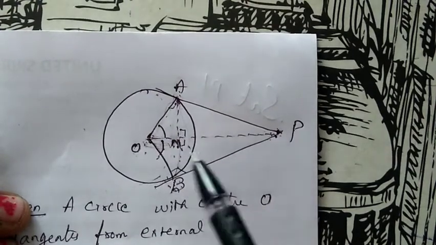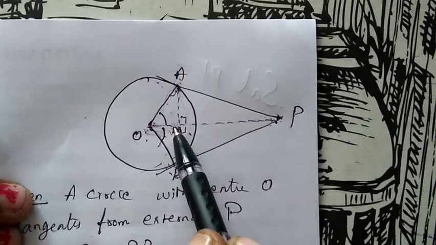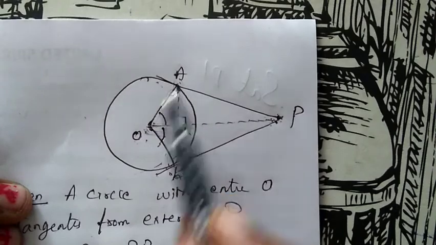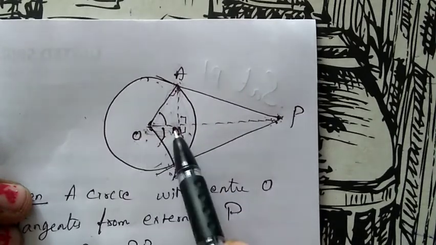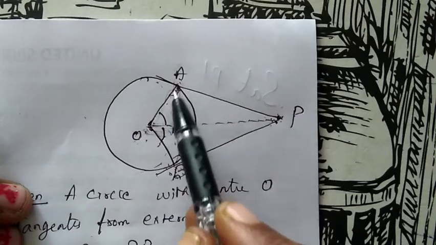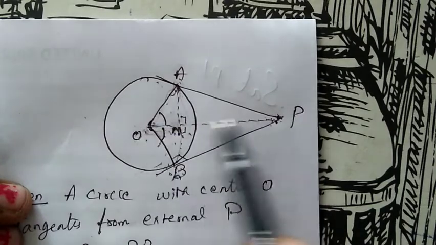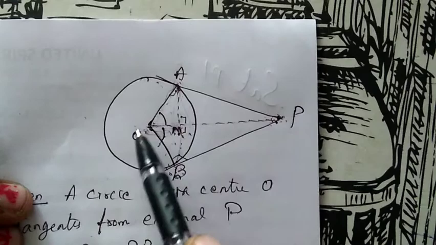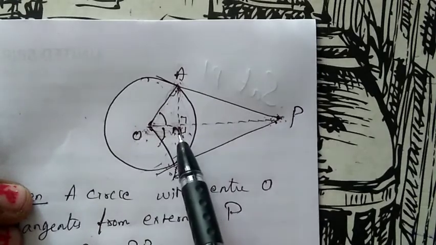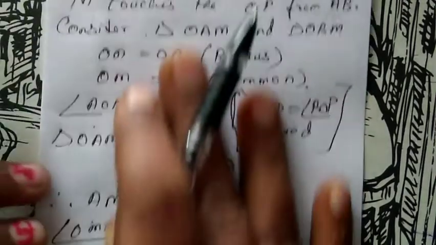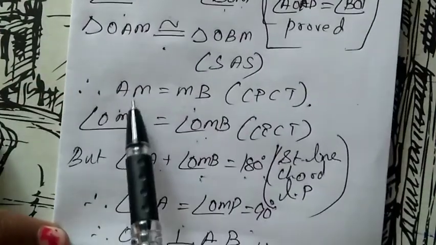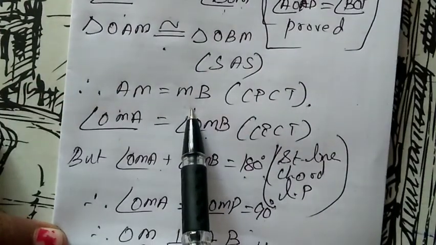In this AOM and BOM, you know OM is common, OA and OB are radius equal, and angle AOM is equal to angle BOM, because we have already proved AOP is equal to BOP. So angle AOM is equal to angle BOM. So in this by SAS postulate, these two triangles are congruent. So by CPCT, AM and MB are equal.